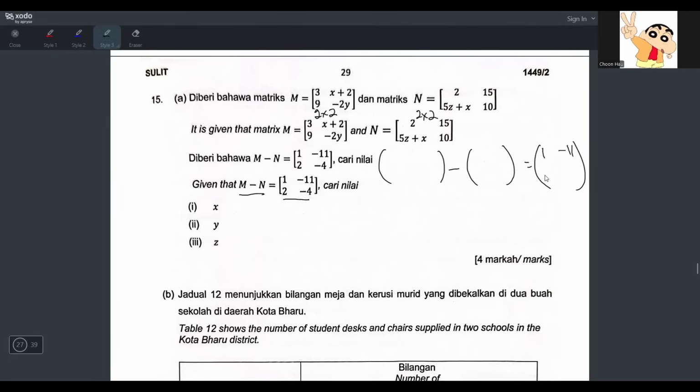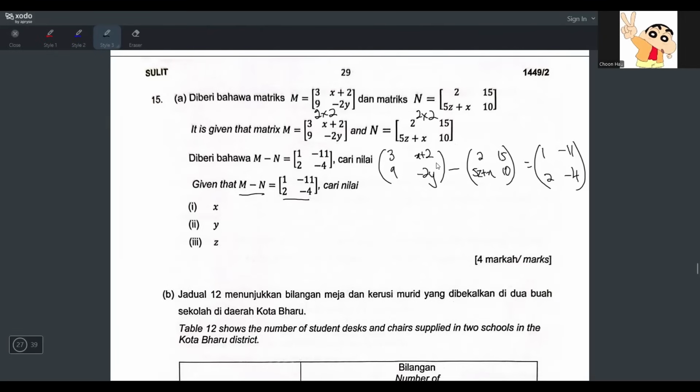1, negative 11, 2, negative 4. So here I'll write M minus N. So 3, just copy and paste. X plus 2, 9 minus 2y. And then this one is 2, 15, 5z plus x, 10. Okay, so let's find out what's the value of x, y, z.